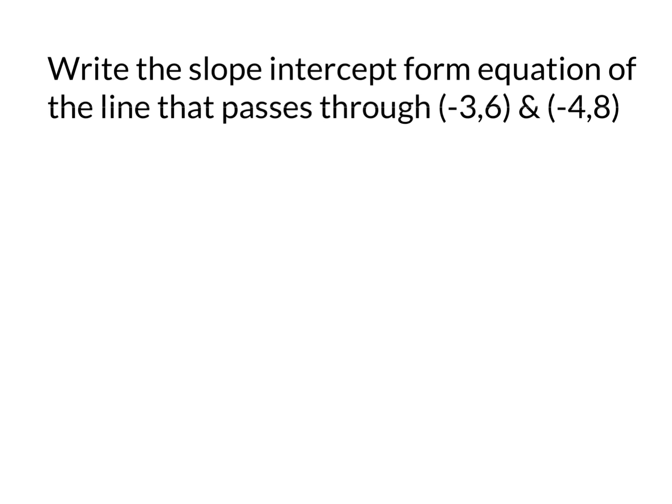So I'm going to record this explanation of this question, so it'll be available to you later. It says, write the slope-intercept form equation of the line that passes through (-3, 6) and (-4, 8). So first, we need to understand what they mean by slope-intercept form, right? And what is slope-intercept form? That's y = mx + b.